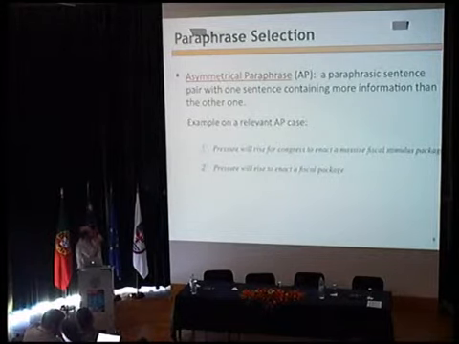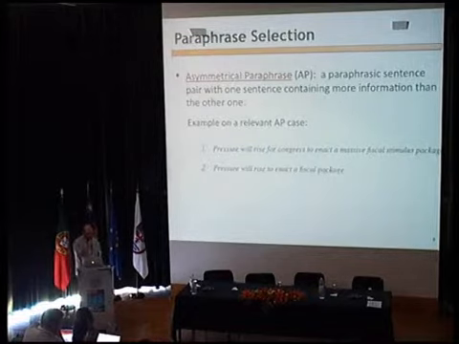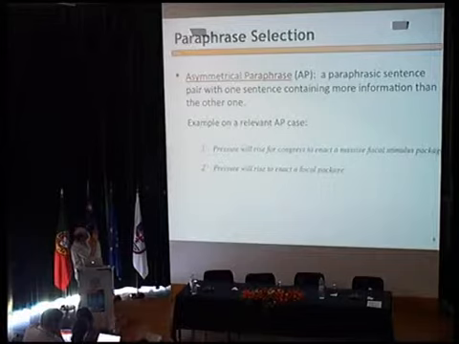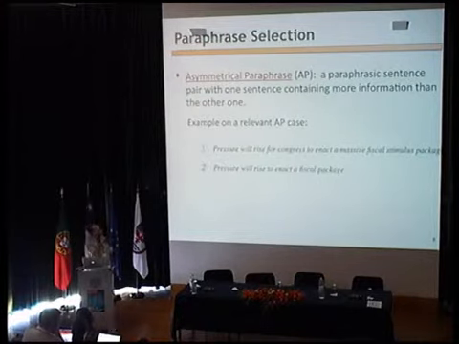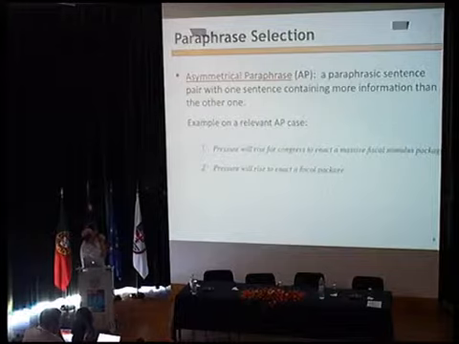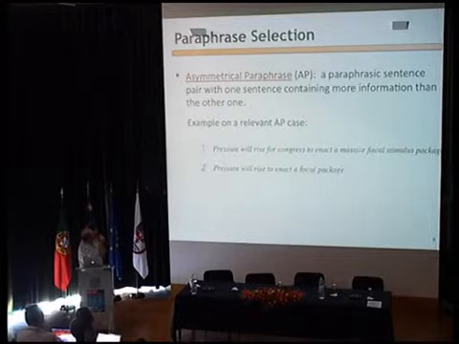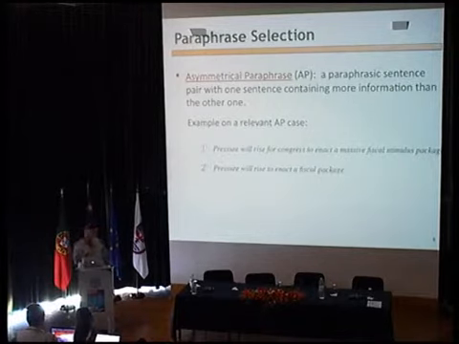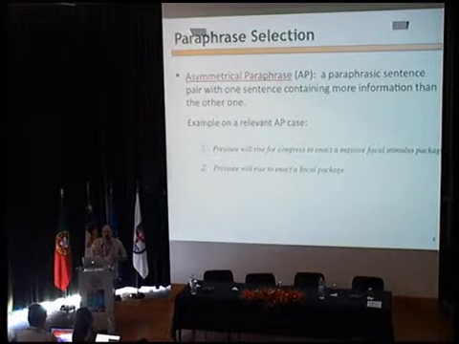So we decided to implement and propose a new kind of paraphrase extraction functions, and we defined a new type of paraphrases, which revealed much more interesting for our learning purposes. We named them asymmetrical paraphrases. And what is an asymmetrical paraphrase? It's just a paraphrase in which one of the sentences is longer or contains more information than the other one.